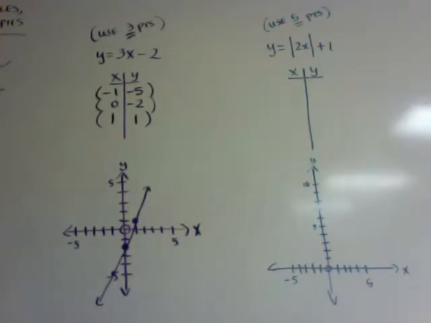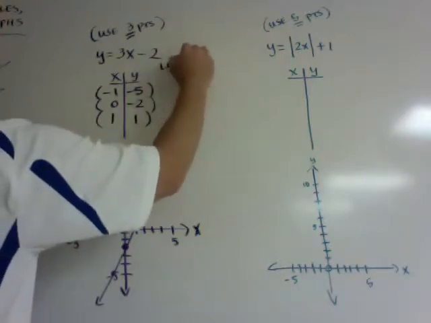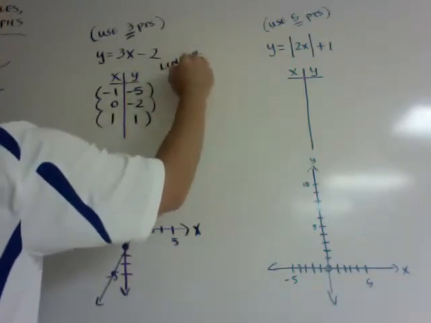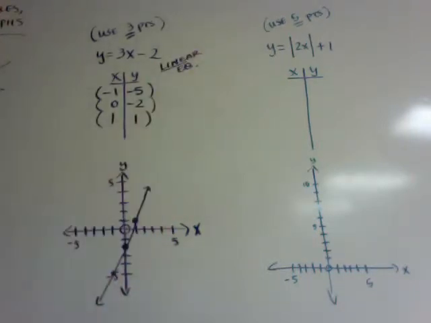Okay, so when you have a 3x minus 2 like this, that's going to be what's called a linear equation, and your graph should be a line. Okay, so again, this is going to be a linear equation, and you can see it's going to be a line when you graph it. Okay, so 3 points. I would use -1, 0, and 1, or 0, 1, 2, but those three are better.